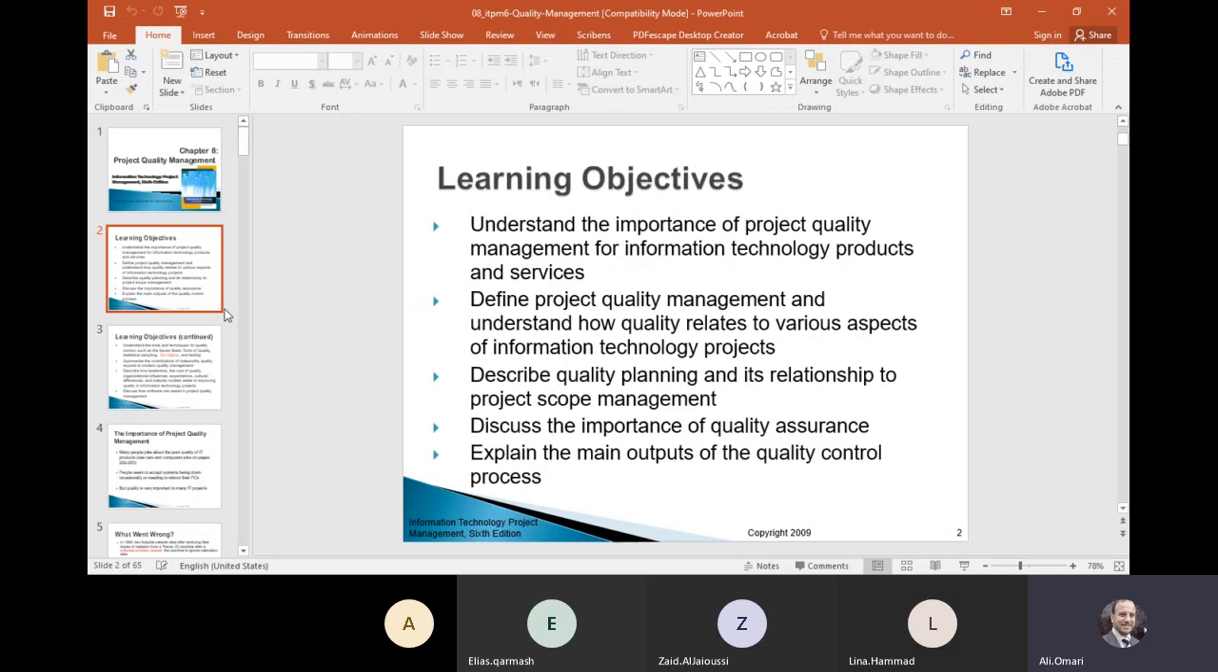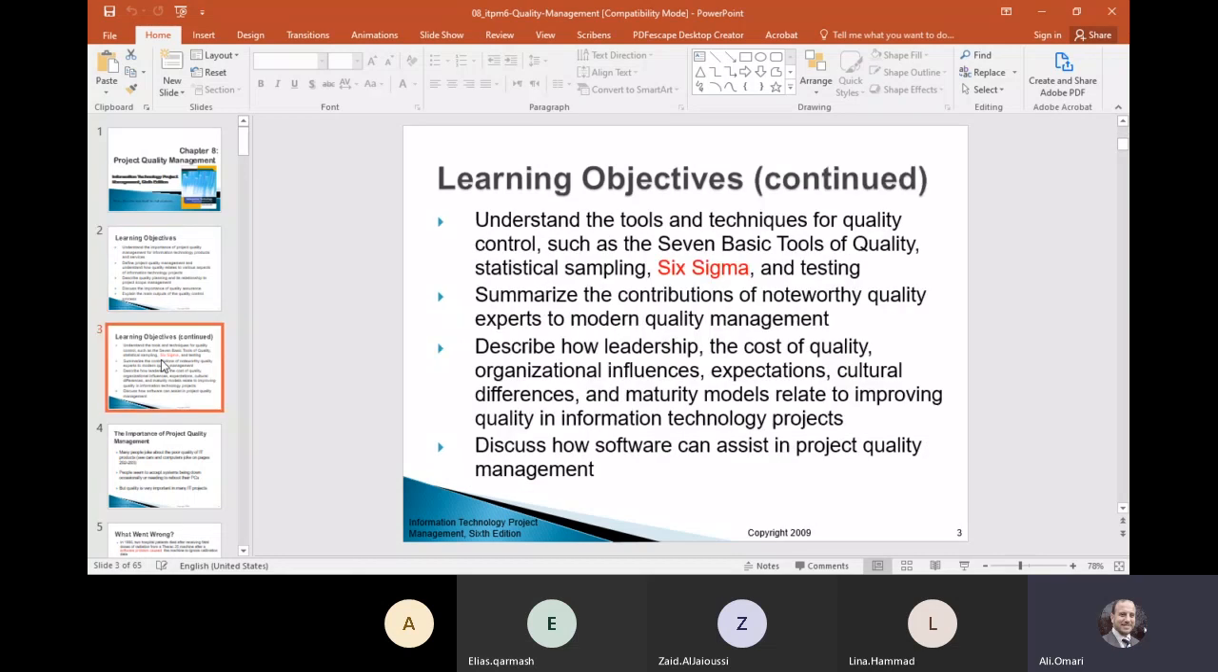And also we need to understand the tools that are being used to measure quality, such as the 7 basic tools of quality, statistical sampling, and Six Sigma, which is a very popular, common way. There is a Six Sigma certification that is very well known in project management. So if you have the Six Sigma certification, it will elevate your chances to get a job as a project manager.